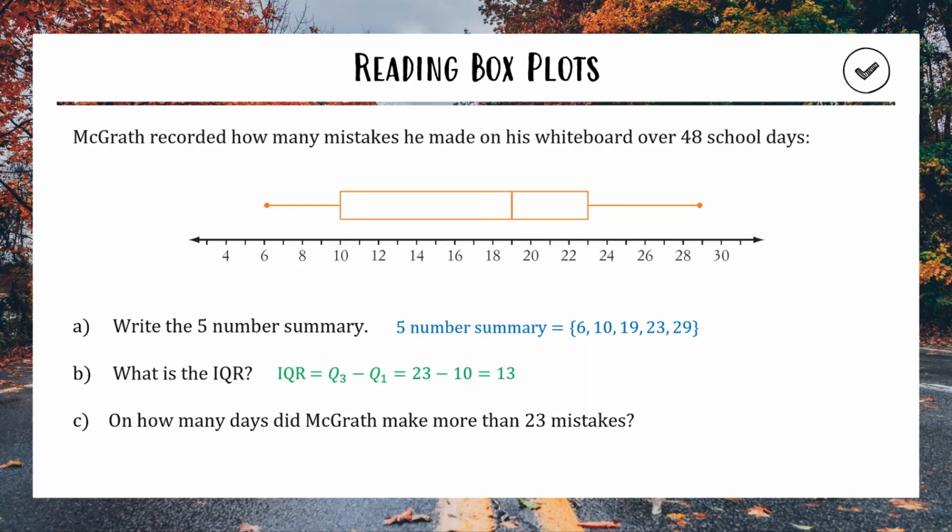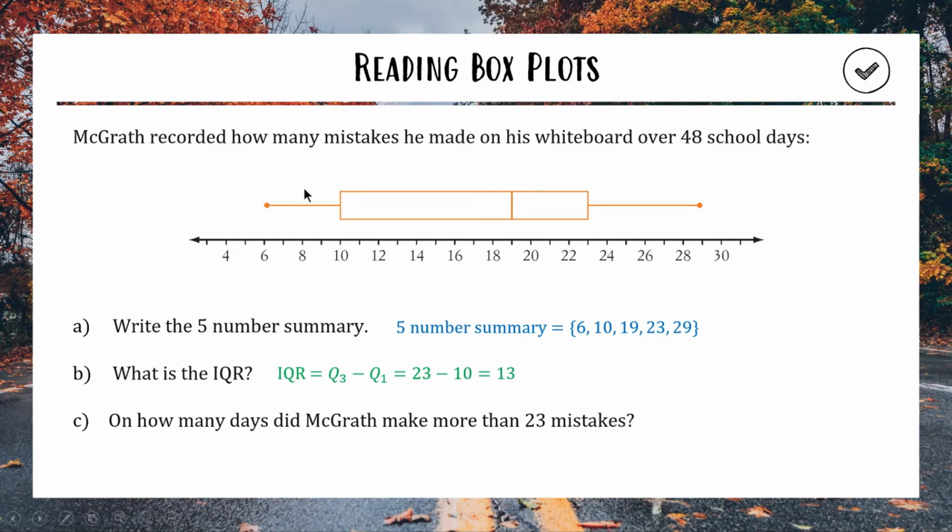Okay, and the last question, on how many days did McGrath make more than 23 mistakes? Now, like I said before, there's 48 scores in our total data set. So the question is, how many of those 48 are going to be from 23, which is the upper quartile, up to the end? So the thing we have to realize here is that when I'm saying quartiles, what I actually mean is a quarter of the data set, okay? Down here, right here, here and here, these are all 1/4 of the data set. So if our data set is 48 scores, in each of these 4 quartiles, we're going to have 12 scores, because that's a quarter of 48.